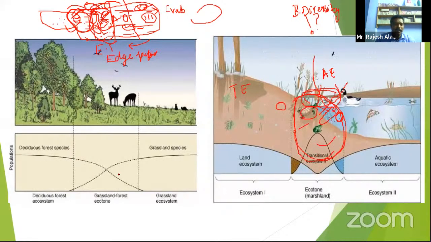So wherever there is an ecotone, obviously the biodiversity will be higher. This is the inference. The final inference I can derive is, in this diagram we have seen terrestrial and aquatic ecosystems. Whereas here it is a deciduous forest and a grassland ecosystem. See here, sir, the left side of this slide, deciduous forest and grassland. So this is also an example, where a grassland and forest are present. It is also an ecotone. So wherever I see an ecotone, obviously the biodiversity will be higher.